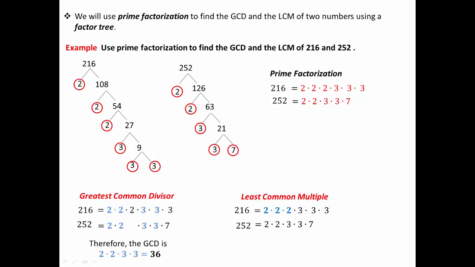Furthermore, notice that the number 3 appears 3 times as a prime factor of 216 and appears only 2 times as a prime factor of 252. So we will also use 3 3's. The only other factor that appears in either number is 7. So we will use 7 since we must use all the prime numbers that appear in either number. Therefore, we find our least common multiple by multiplying the numbers that we have in blue, giving us the least common multiple, 1512.